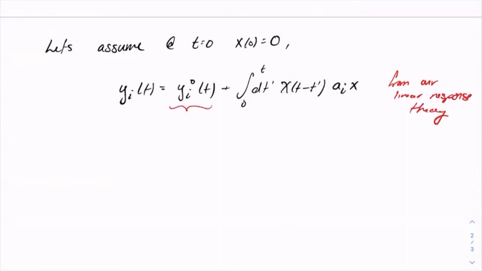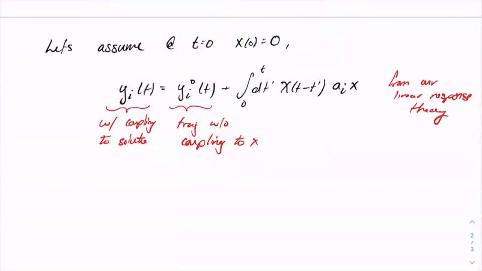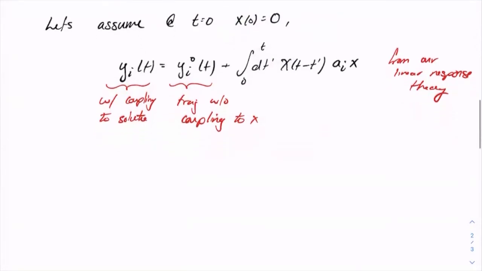So again, here is the trajectory without coupling to the solute. Here is how the trajectory evolves with that coupling. And if these y degrees of freedom really are harmonic, if their fluctuations are Gaussian, we actually know what the correlation function is already. We worked that out a few lectures ago, what the response function is for our harmonic oscillator system.